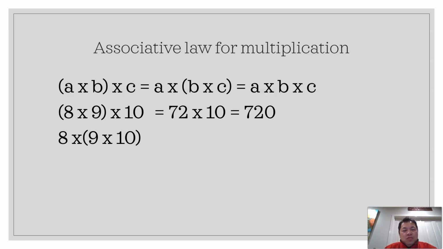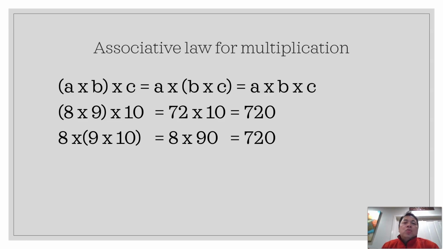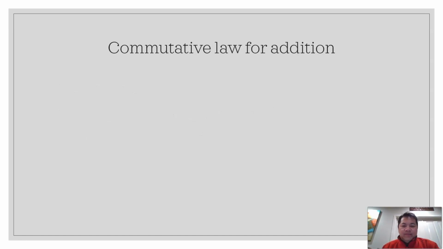Moving on, let's just change the bracket around. I have 8 times bracket 9 times 10, close bracket, which equals 8 times 90, and that will still give me the answer of 720. So do bear that in mind. For multiplication and addition, you have this associative law that governs them.